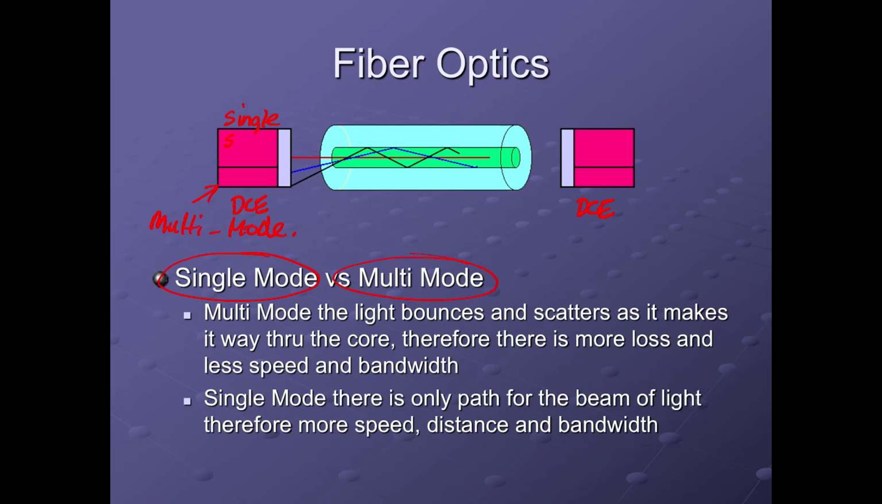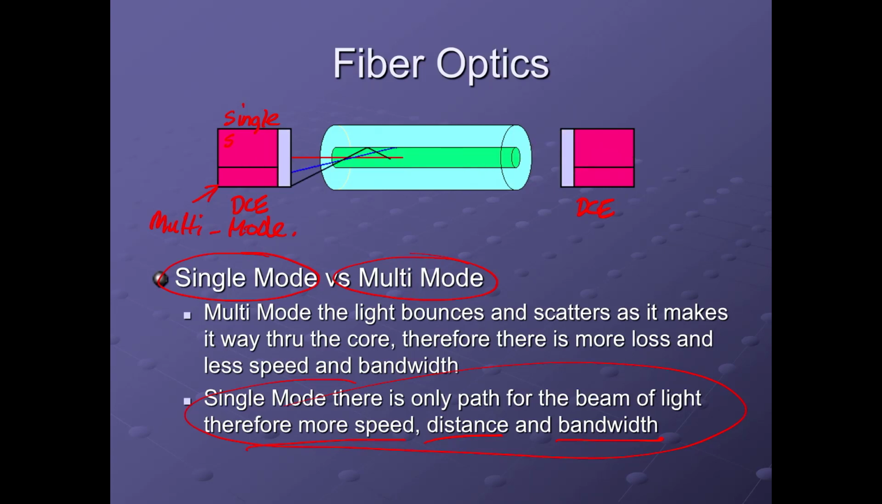Now, as you can imagine, the single mode is far more efficient than the multi-mode because it doesn't have the losses of the bounce and scatter. It's a different cable, a different transmitter, and a different receiver than a multi-mode cable with a multi-mode transmitter and a multi-mode receiver. So notice how with single mode there's only one path for the beam of light, therefore more speed, more distance, and bandwidth. So the bandwidth is greater for single mode. The distance between fiber optic repeaters is farther, and of course there's more speed.